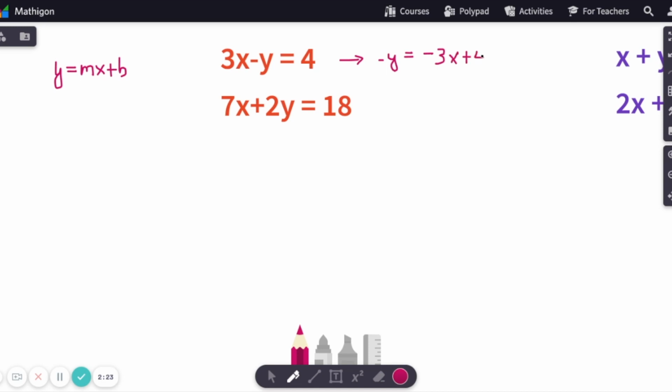Pero po, negative po yung y. So, you are to multiply everything by negative 1. Okay po? So, pagkatapos po niyon, ay magiging positive y na po siya. So, negative y times negative 1 is positive y is equal to positive 3x. Negative 3x times negative 1 is positive 3x. So, positive 4 times negative 1 is negative 4. So, meron ka na po ngayong equation. So, you can now easily identify what is m, what is b.